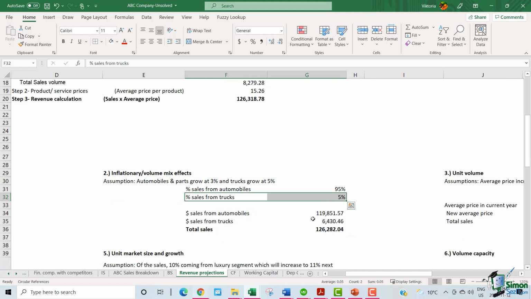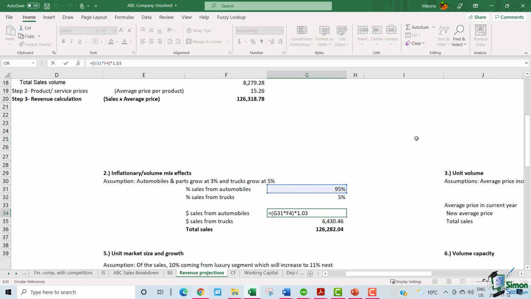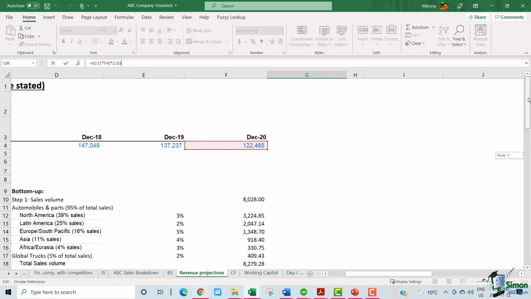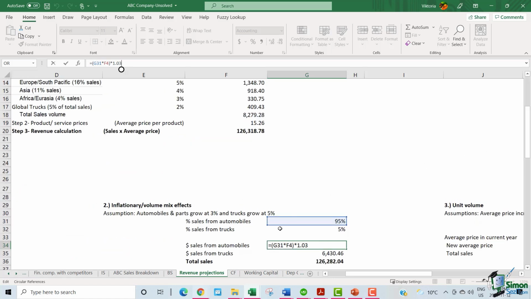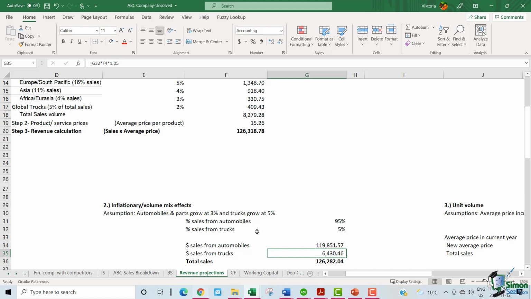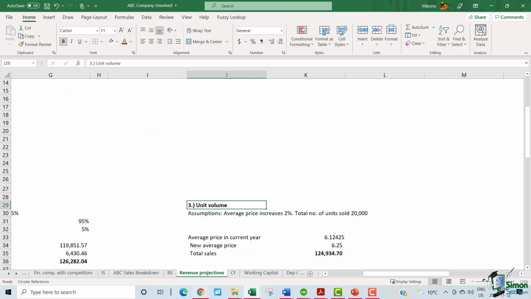So the dollar sales from automobiles is simply 95% of the total sales figure times 3% growth rate, and then the dollar sales from trucks follows the similar approach where we multiply the total sales times the percentage of sales coming from trucks, and we then multiply it by the 5% growth rate. In order to calculate the total sales for next year, we just add the two components together to arrive at $126,282.04.